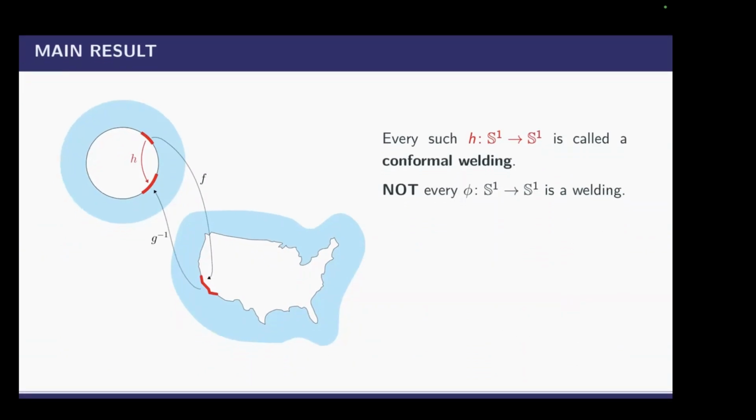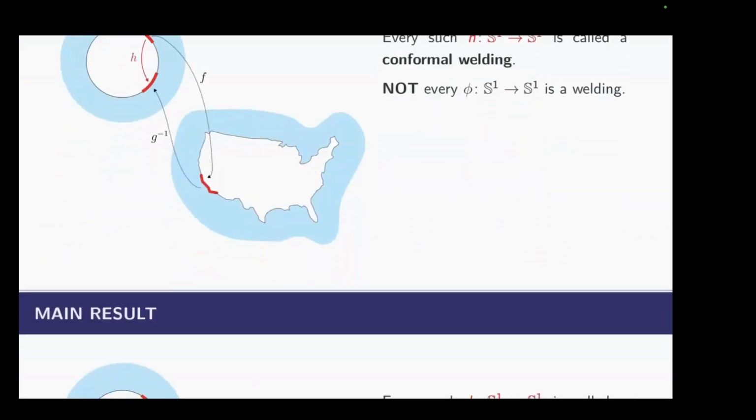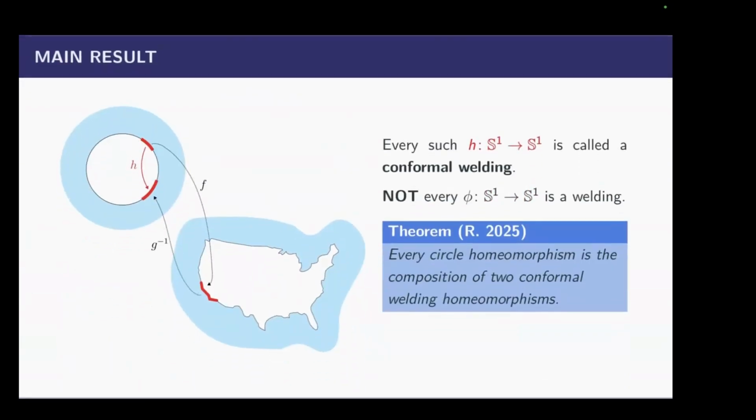I have spoiled it already in my title, but what I prove is that even though not every circle homeomorphism is a welding, every circle homeomorphism is a composition of two conformal weldings. So if you give me any circle homeomorphism, I can produce two conformal weldings so that their composition is the circle homeomorphism you have given me. This is the main theorem, and we will prove it later in the talk.